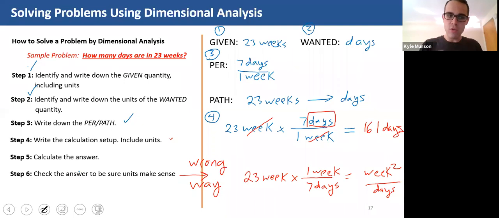And that's why it's critical that here in step 2, we always write down the units of what we want, right? We wanted days here. So when we end up with a week squared day, it doesn't make any sense. All right, so that's an example of dimensional analysis. In the next video, we're going to do several more examples, going through some practice problems together.